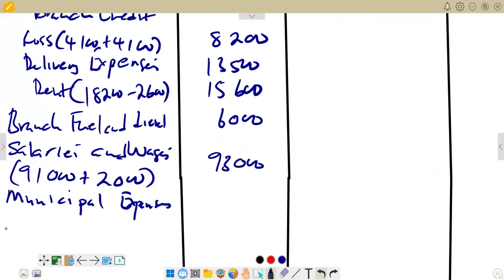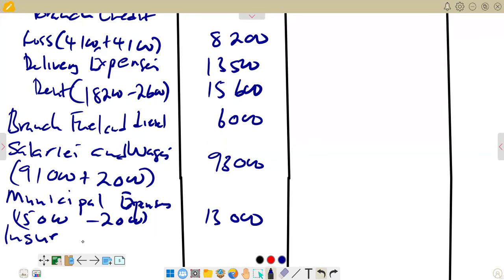And then for municipal expenses, the figure that we have, we are supposed to subtract 2,000, which is 15,000 minus 2,000. Then we are going to get 13,000. And then we also have the last figure, which was for insurance. We say insurance, and the figure is 13,500.